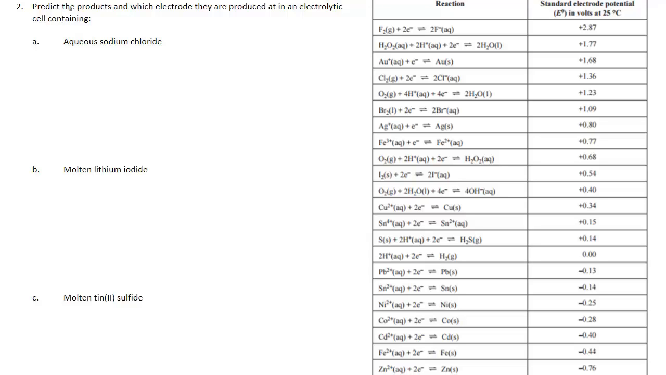So question 2 is about predicting the products and which electrode they are produced at in an electrolytic cell containing aqueous sodium chloride. The fact that it's aqueous means that it contains water. It's in a water solution, so that's going to interact with the electrolysis process. And we've got sodium chloride.